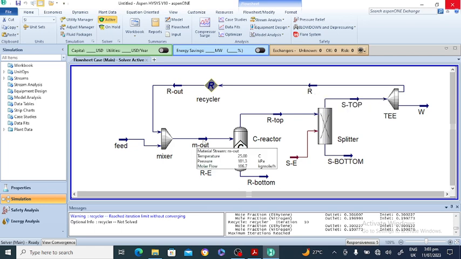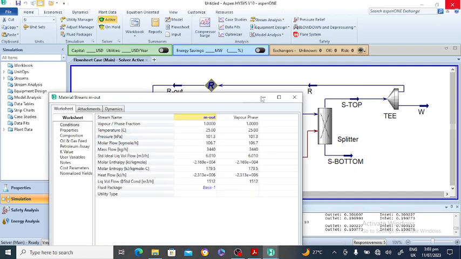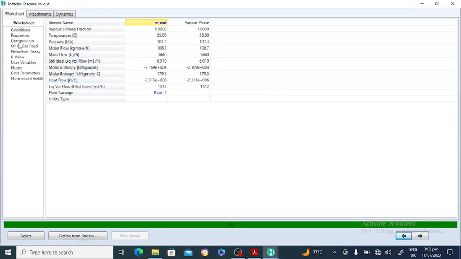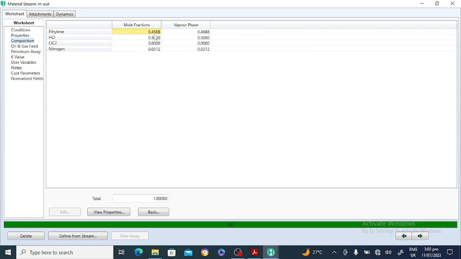And what is the composition? Here you can check. Go to the reactor feed stream and go to the composition. Here it is about 50% hydrochloric acid, about 3.12% nitrogen, and the ethylene is 46.88%.